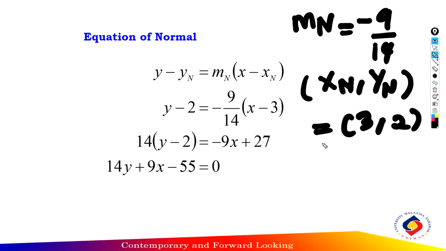Okay, the gradient of the normal mn equals negative 9 over 14, and xn, yn here equals (3, 2). Using the equation of the normal, y minus yn equals mn, the gradient of the normal, times x minus xn. Y minus 2 equals negative 9 over 14 times x minus 3. And the answer here is 14y plus 9x minus 55 equals 0. Okay, this is the equation of the normal.